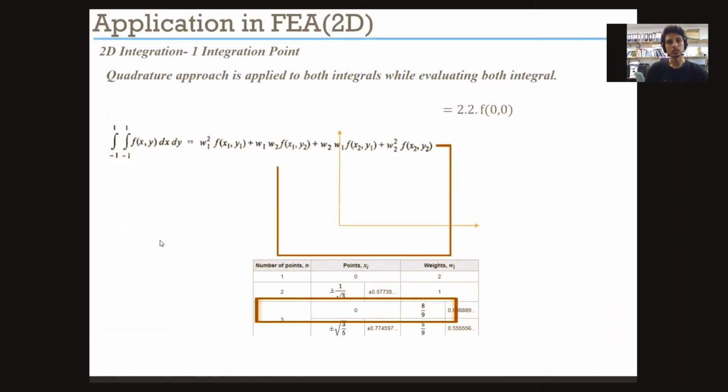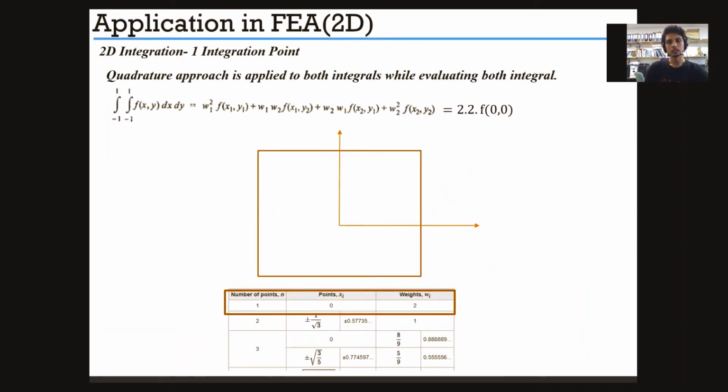So now we will see how this is applicable in FEA. I have demonstrated this in 2 dimensions. First of all, this is the one integration point. The quadrature approach is applied while evaluating both integrals. So now we can see here, if we follow the double integral rule, for the 1 point this should be mainly 2 points.